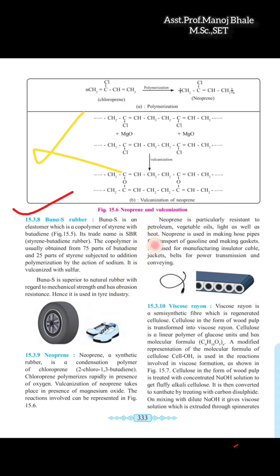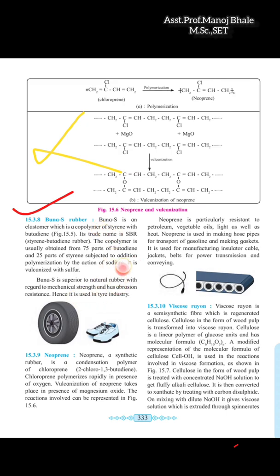This Buna-S rubber is the copolymer of styrene and butadiene. These styrene and butadiene react with each other, and there is a formation of the ESBR, that is the styrene butadiene rubber. Another name is Buna-S rubber.